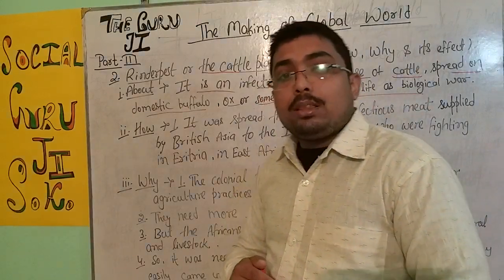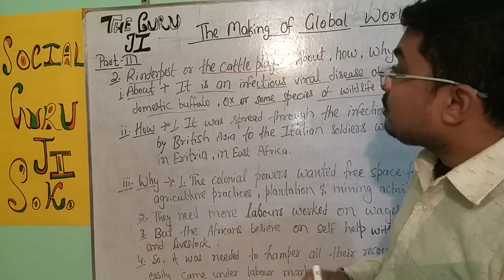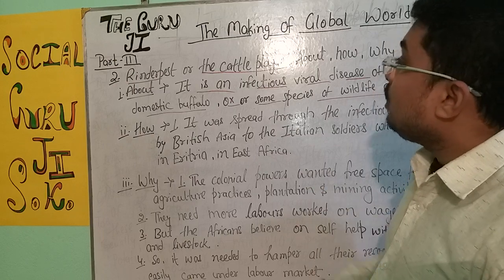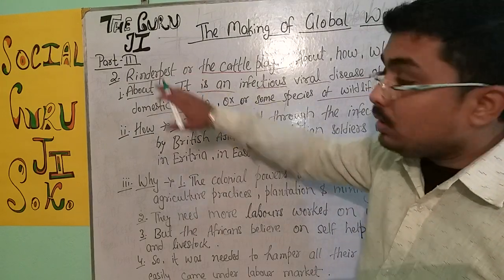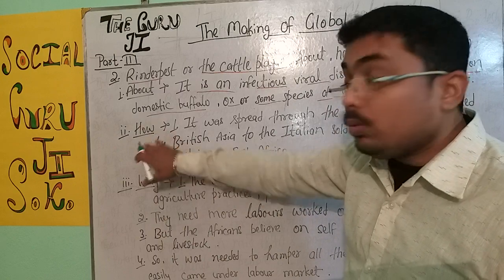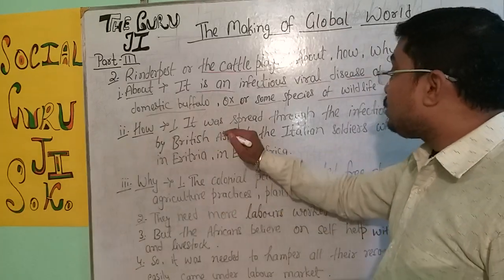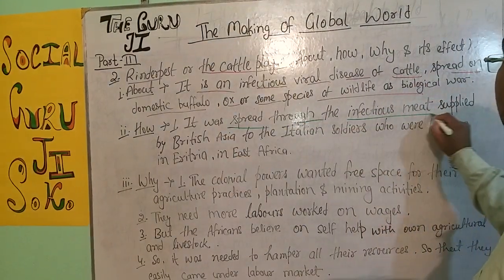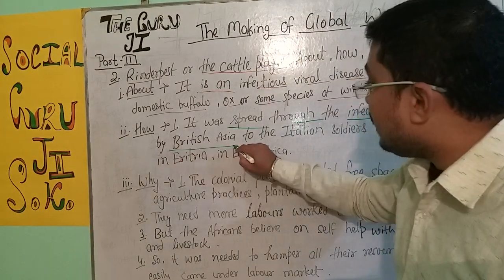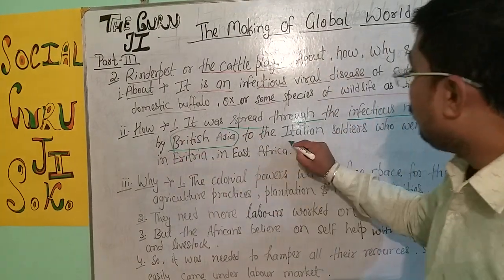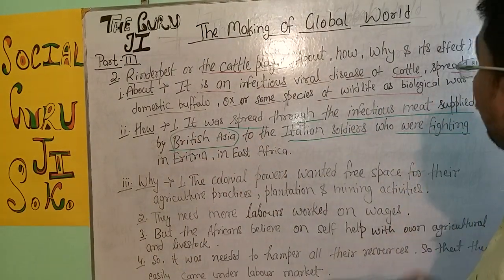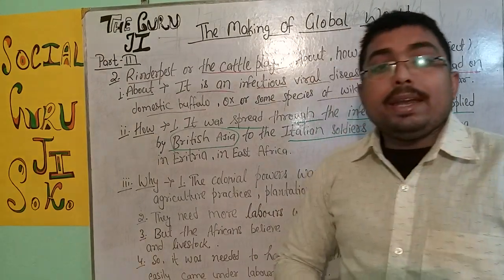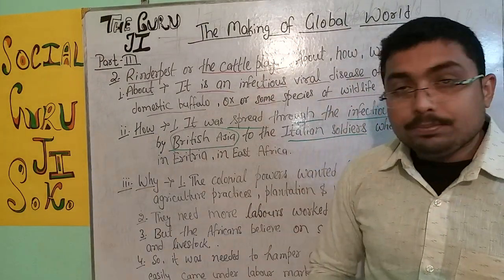Here in Africa they do the same thing. They just use a plague called Rinderpest. Now the second thing, how? Kaise? It was spread through the infectious meat supplied by British Asia to the Italian soldiers who were fighting in Eritrea in East Africa.